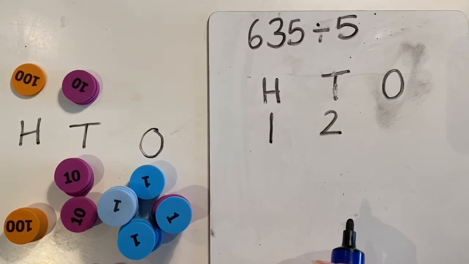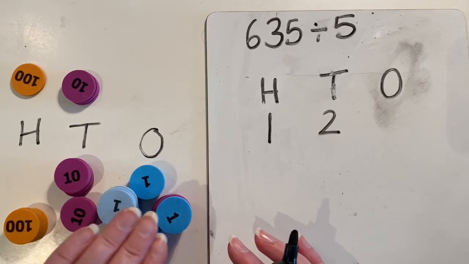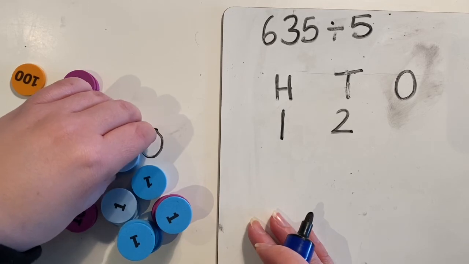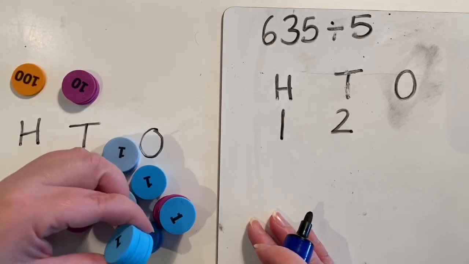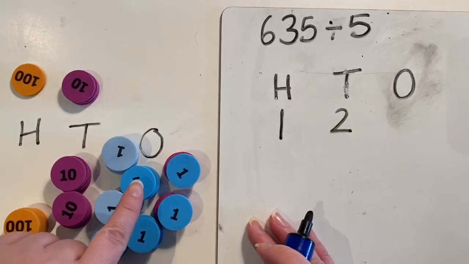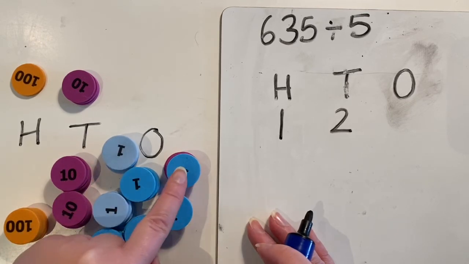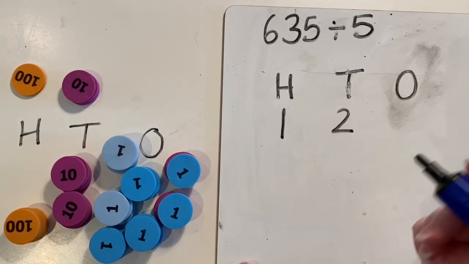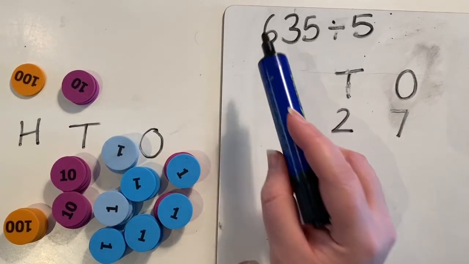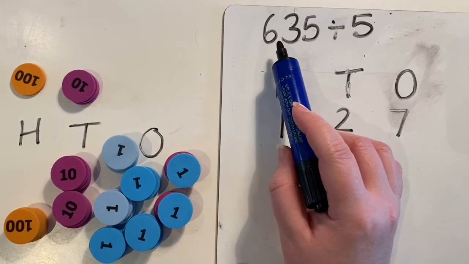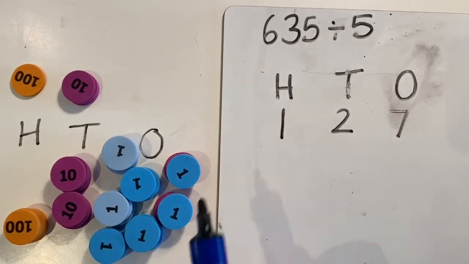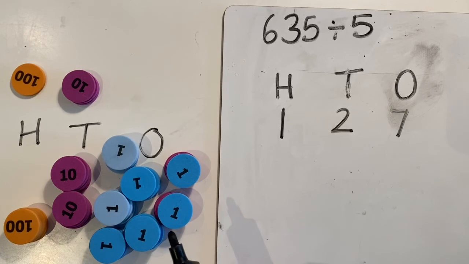Okay, so that's what I'm now working with. And now I'm going to see how many 5s I can get out of this lot. So I know because those were 10 lots that I'll be able to get 2 lots there. This was 10 lots, so I'll be able to get 2 lots there. This was 10 lots, so I'll be able to get 2 lots there. And I had a 5 to start with. So I've got 1, 2, 3, 4, 5, 6, 7 lots of 5. So 635 divided by 5 is 127.